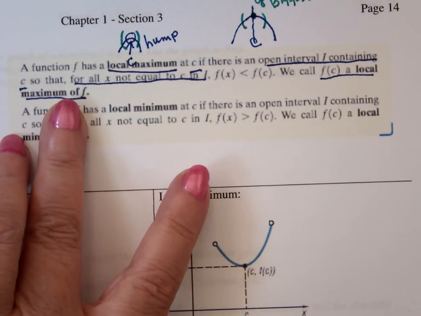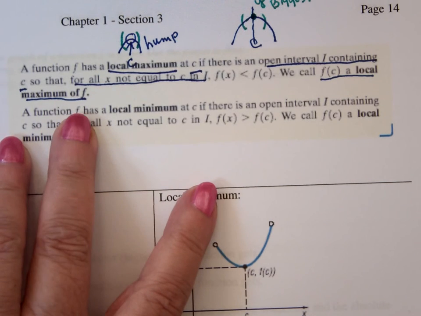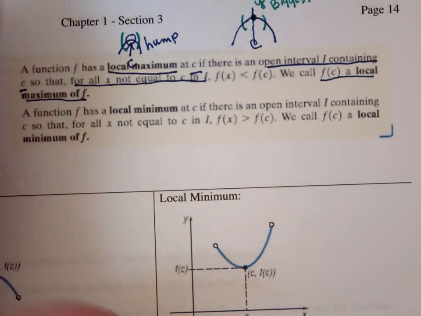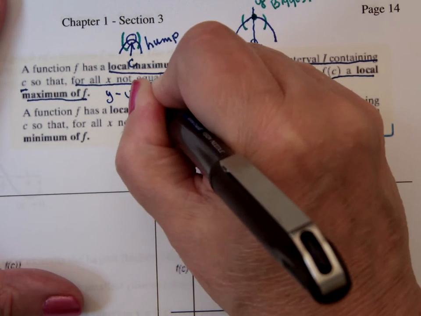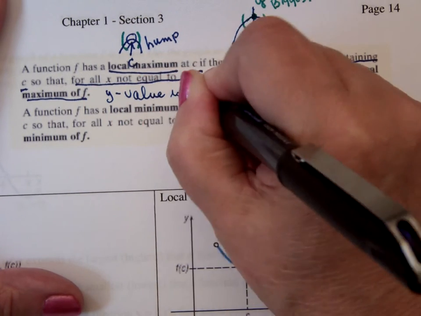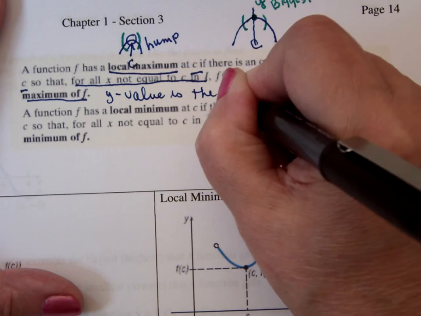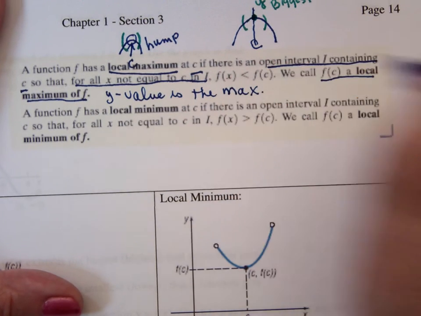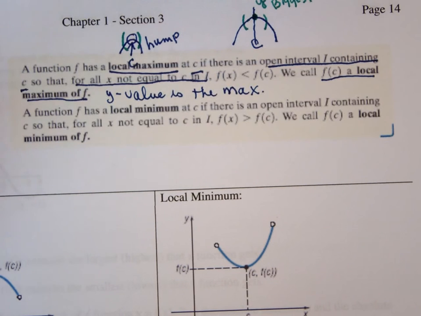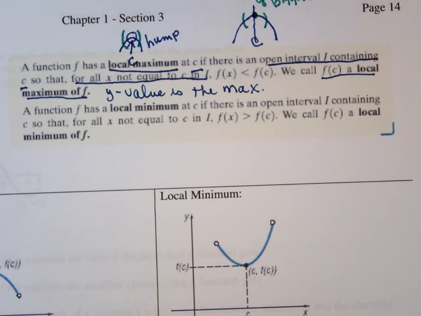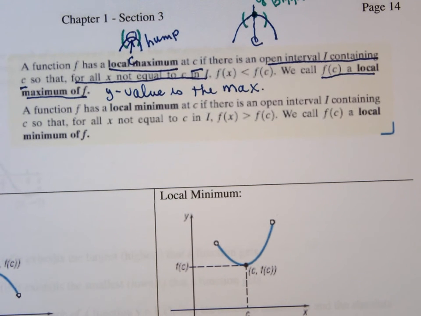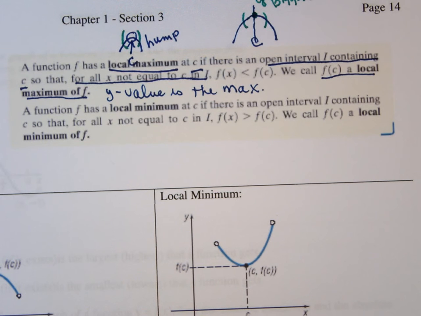And the maximum value is the y value. So the y value is the max. We'll most normally say it's the y value at some x value. But why would it be the max? Because y is the highest point. I can look down and tell you where it happens, but how high does it get? It's the y value.